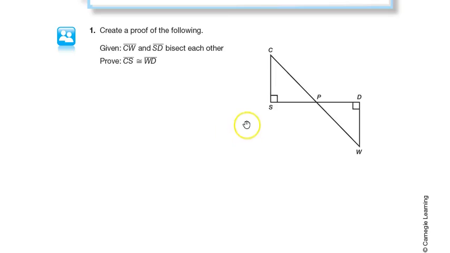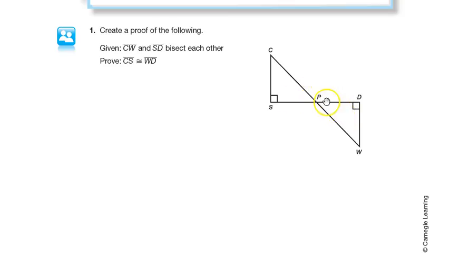So we're going to create a proof of the following. You have this diagram here. What we know is that CW and SD bisect each other, which tells me this segment CP has to be congruent to segment PW because of the definition of a bisector. Same thing with SP and PD. Since they bisect each other, this side has to be congruent to that side. So now you have the hypotenuse and the leg of right triangles here. Therefore, by hypotenuse leg, you can prove that they are congruent.